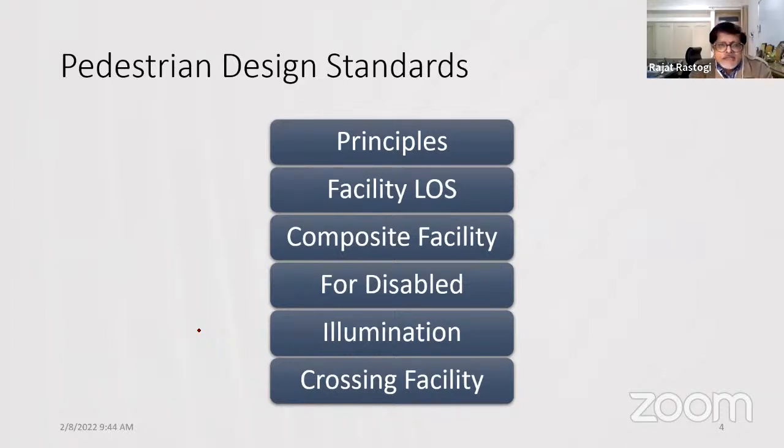Then composite facility: if we are providing for each and every requirement of a pedestrian, then how are we going to assimilate all of those things within the same space? That is what we'll try to look at. And then, as I said, there has been a lot of emphasis on providing facilities which are universally applicable and universally adoptable, as well as easily usable by all.